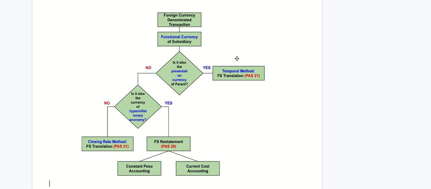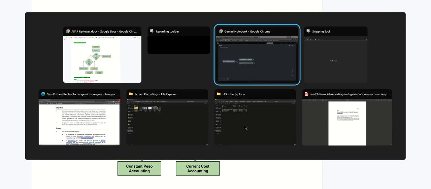Again, going back, if the answer is no when asked if the functional currency of the subsidiary is also the currency of the hyperinflationary economy, that's the time we proceed with the closing rate method of FS translation under PAS 21. So this is the picture of foreign currency denominated transaction. So let's start our discussion.